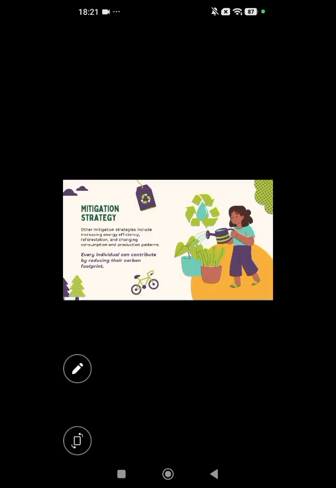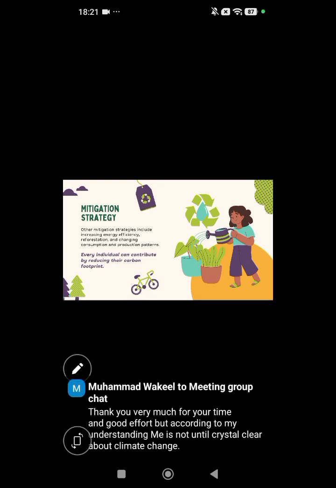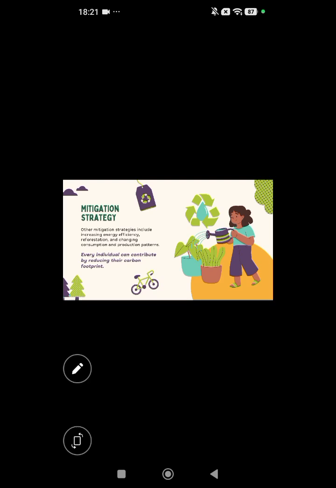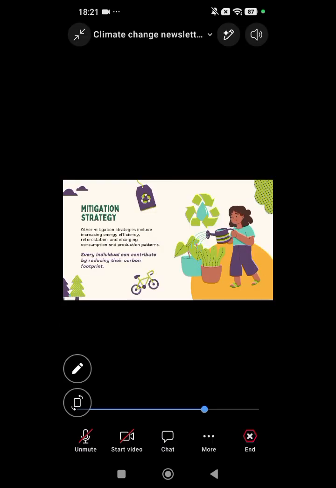Now when we have to address the impacts of climate change, we look at two strategies: one is mitigation and one is adaptation. First of all, we look at what the mitigation strategy is. Mitigation strategies include increasing energy efficiency, reforestation like planting more trees, and changing consumption and production patterns. Every individual can contribute by reducing their carbon footprint.